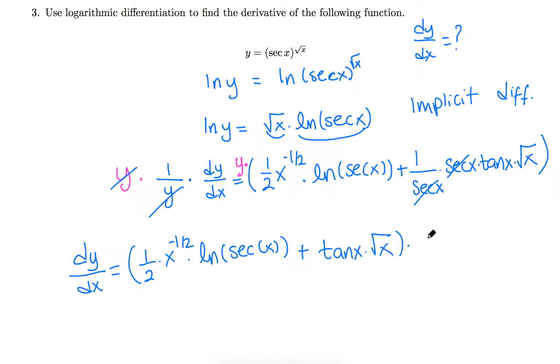Right? And note that this y equals, what is that? y equals secant x to the power square root of x. So I'm going to go ahead and replace y with that expression. So that is secant x to the power square root of x. This whole thing is my y, just keep that in mind. That's where I got it. Okay, and this is our answer. We're done.